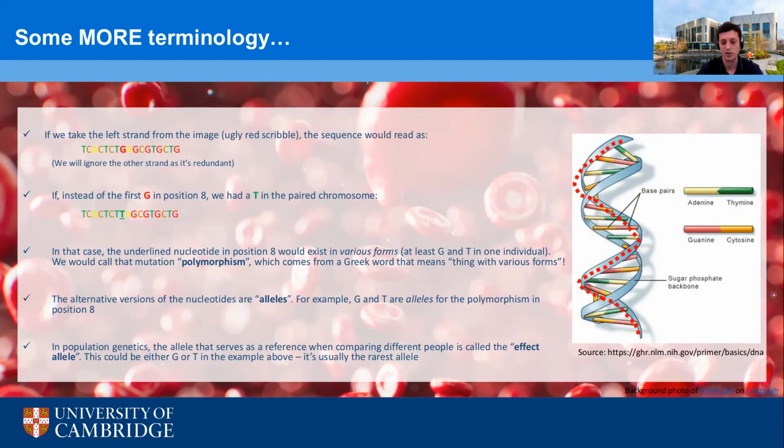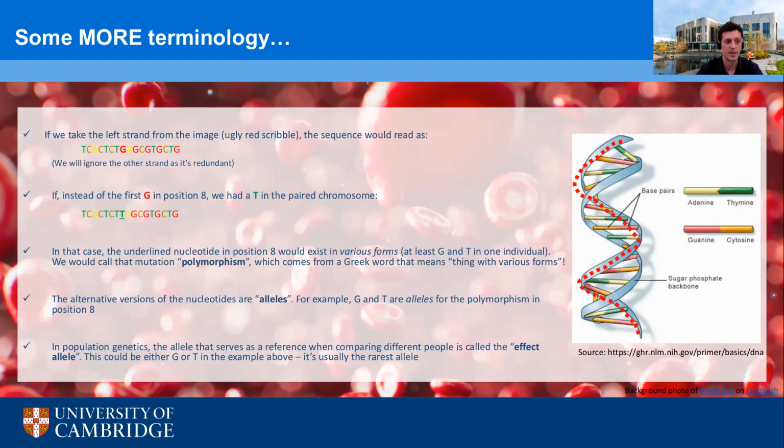Another term that we are going to be using in the slides is allele, which are the alternative versions of the nucleotide. In this example, G and T will be alleles for the polymorphism in position 8. And finally, in population genetics, the allele that serves as a reference when comparing different people, different groups, is called the effect allele. This could be either G or T, it doesn't really matter. It's usually just by convention the rarest allele.